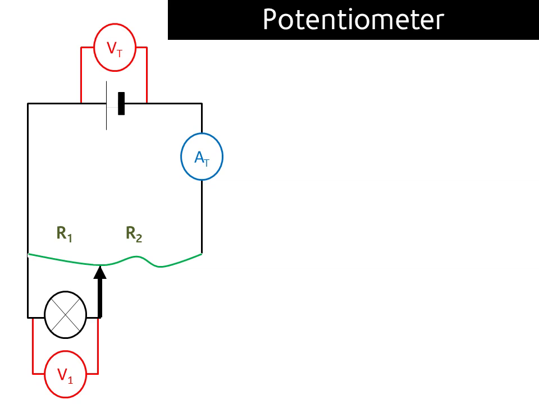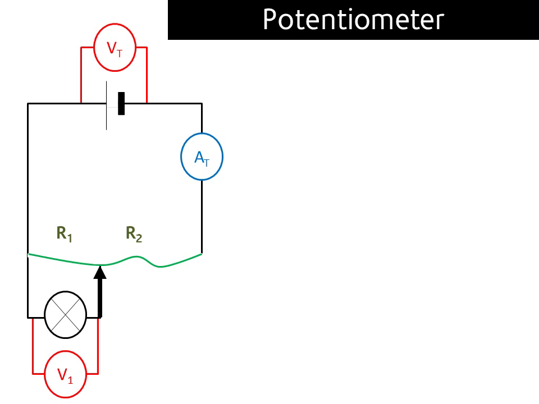Right, so what is a potentiometer and how does it work? Well, here we've got a very simple potentiometer. It's represented by the green wire in the circuit and the fly lead. That's the cable with the arrow drawn that comes out of the bulb.